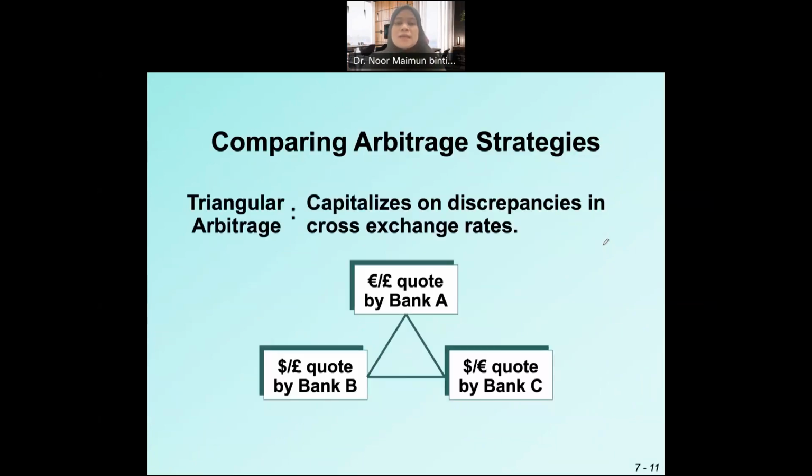And then you look at triangular arbitrage. Triangular arbitrage is where you capitalize on discrepancies in cross exchange rates. Okay, so you will have three exchange rates. The first one is the rate that you want to change, which is the foreign currency to foreign currency quotation. And then you will also have the foreign currency and home currency quotations given. So that is when you know you will be involved with this arbitrage strategy.